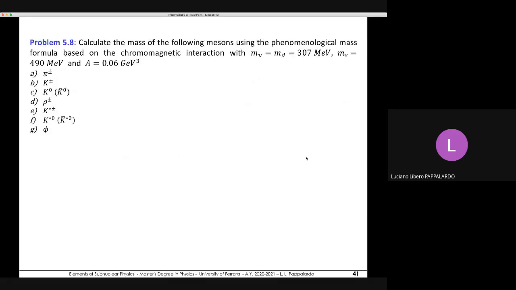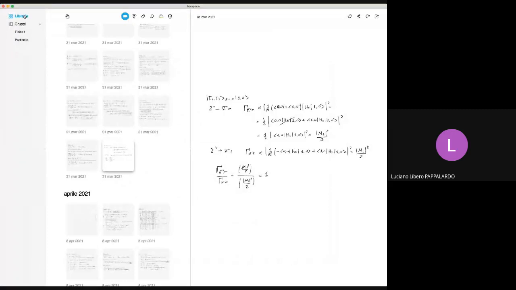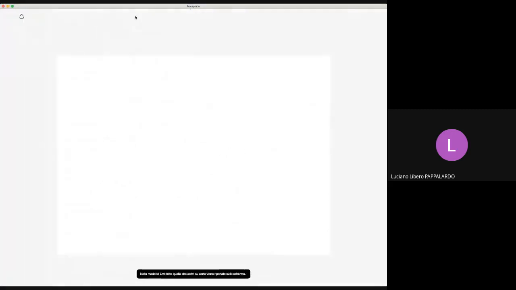Now, just to conclude in a moment, this will take really 2 minutes. Let me go to some of these examples to calculate the mass of these mesons. I'll give you a couple of examples and then you can do the others as homework. So this is the problem, I think it was 5.8. Calculate the mass of the following mesons using the phenomenological formula.